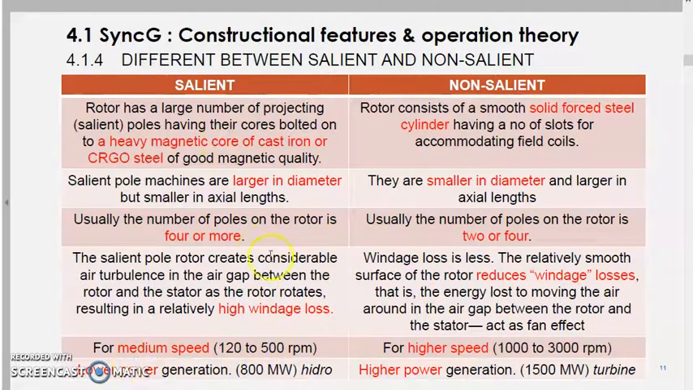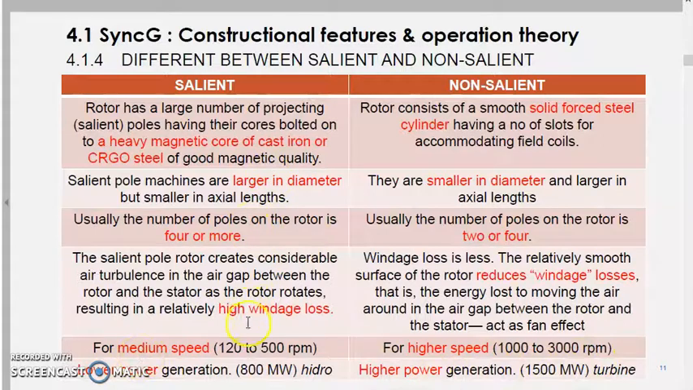The speed of the shaft we need is 120 up to 500 rpm only. So this is considered medium speed. Meanwhile, for non-salient pole we usually apply rotation of 1000 to 3000 rpm, rotations per minute.